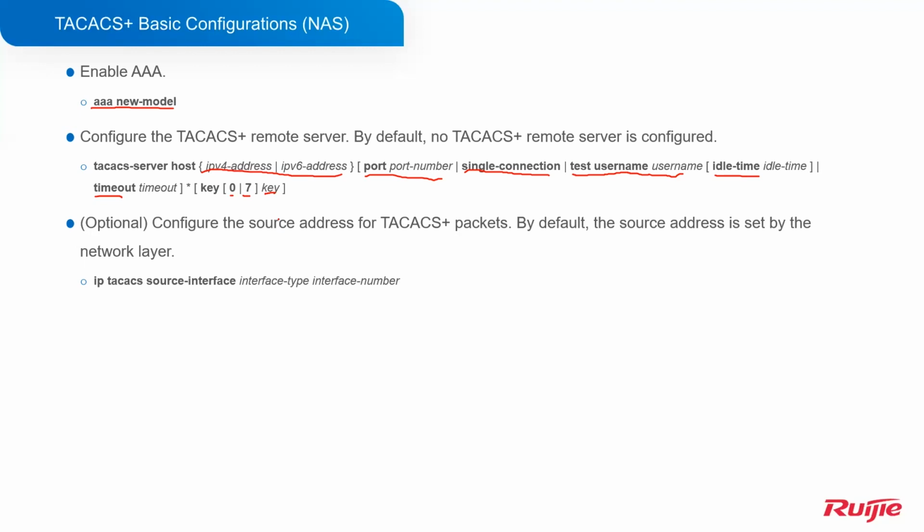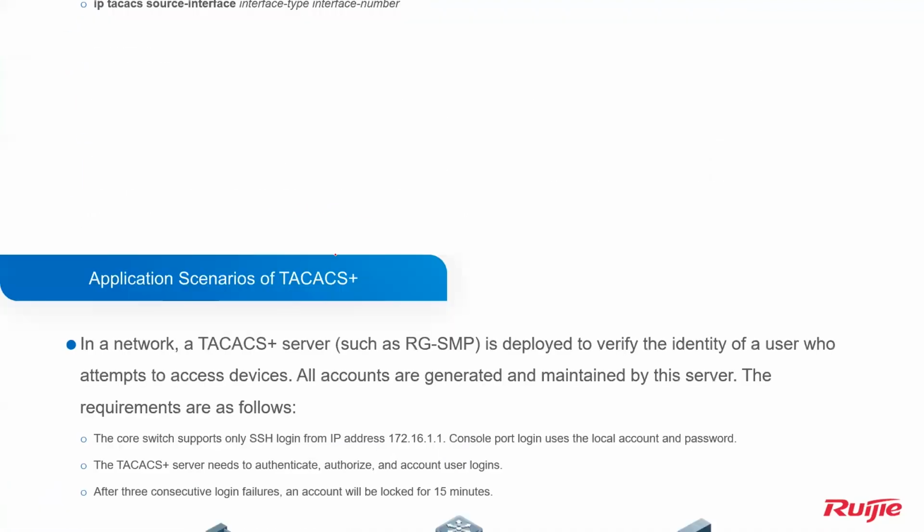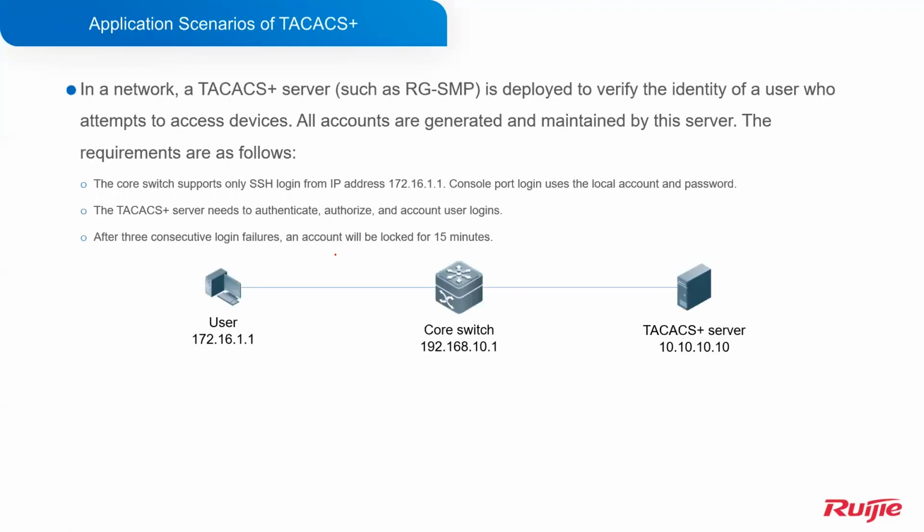Configure the source address for TACACS+ packets. By default, the source address is set by the network layer. And the command is quite easy. ip tacacs source-interface. First is the interface type and the interface number. It could be a physical interface, or maybe an aggregate port. For example, G0/0, G0/1, just like this. Okay. And next, let's see the application scenario of this protocol.